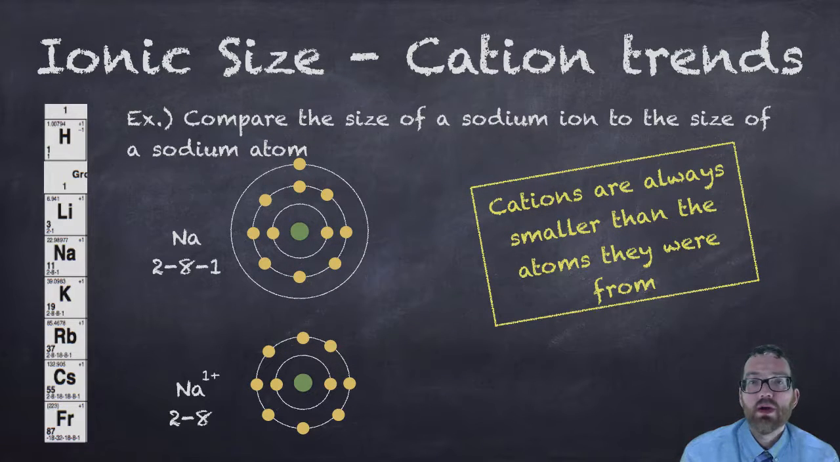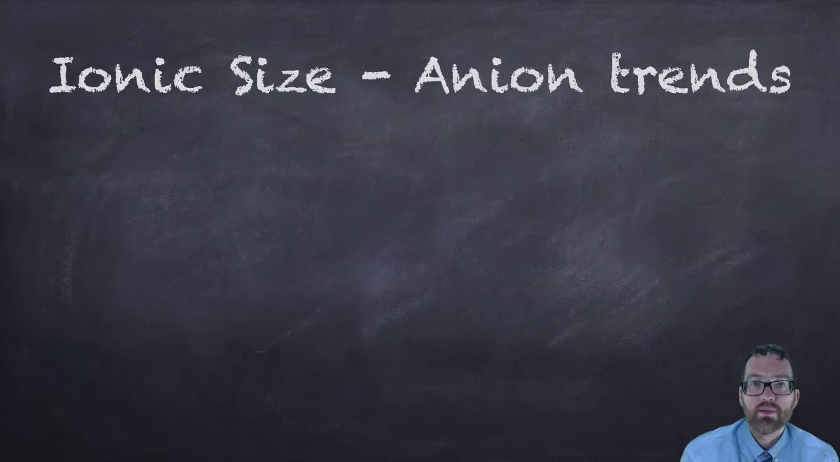So cations are always smaller than the atoms from which they come, because not only do they lose electrons to become smaller, they lose a valence electron shell.